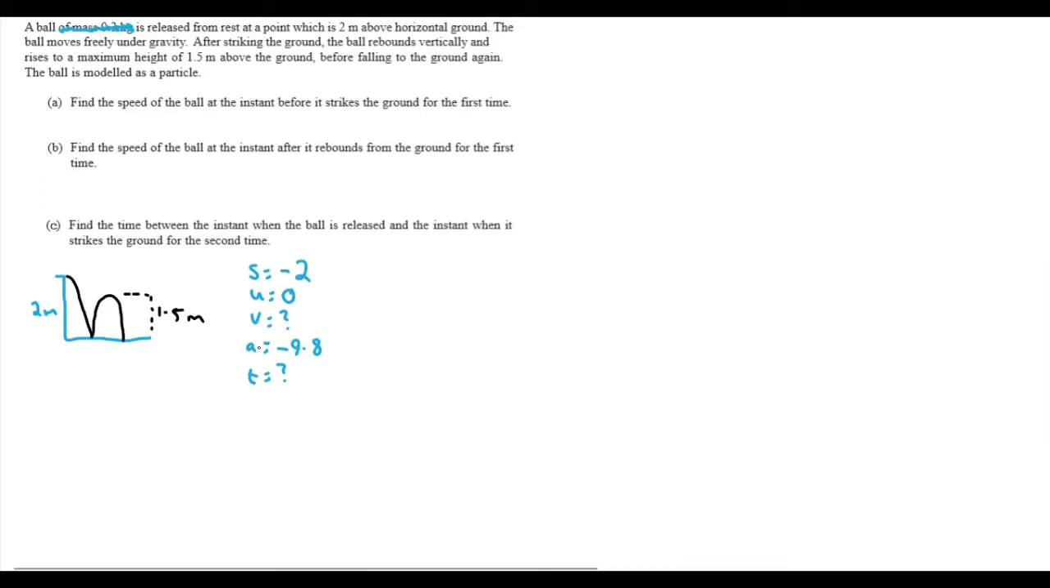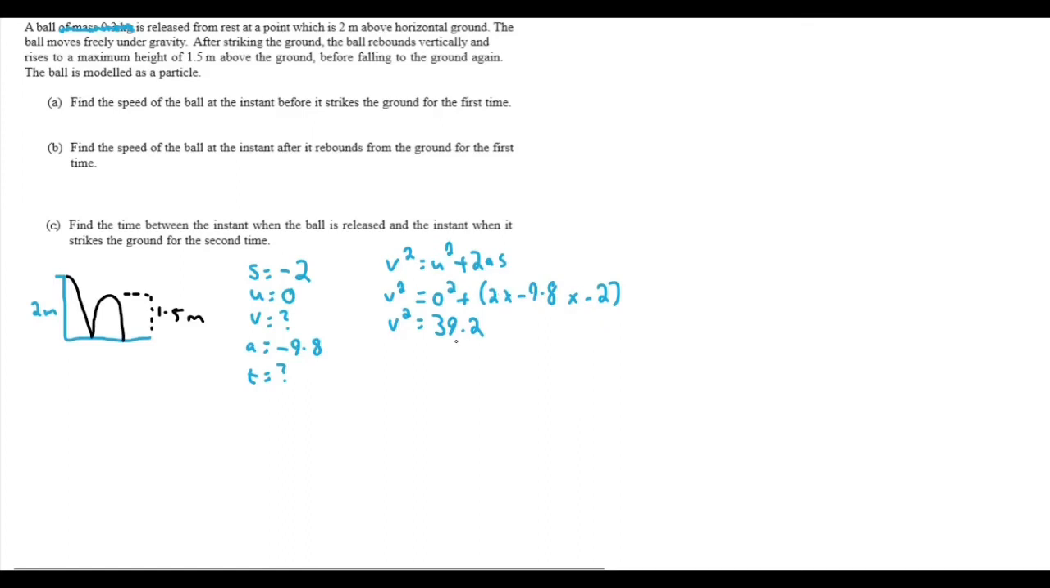So S, U, V, and A, that equation is V squared equals U squared plus 2AS. In this case, the V we're after is already more or less the subject, so we don't have to do much rearranging. We'll just need to square root afterwards. To start with, we can say 0 squared plus 2 times -9.8 times -2. So V squared equals 39.2, because the minus times the minus makes a positive, and then it's just 4 times 9.8. This leaves V being the square root of 39.2, which is approximately 6.26 meters per second. That's our answer to part A.